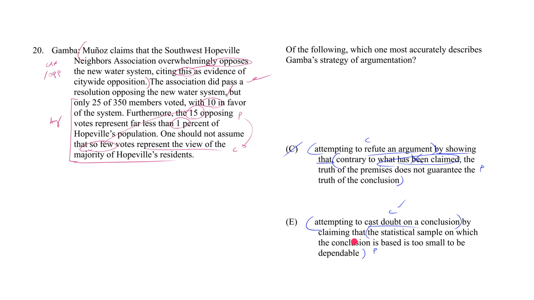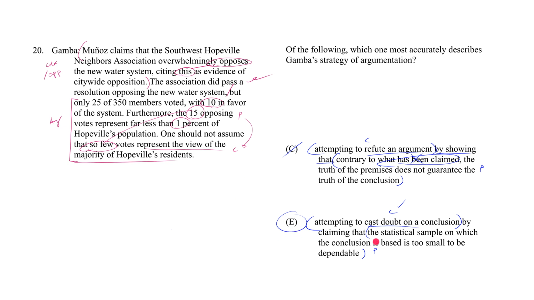Now, let's look at E. Right? Is the premise descriptor for E accurate? The statistical sample on which the conclusion is based is too small to be dependable. That's exactly right. The statistical sample is 15 people, which represents less than 1% of the population. See, that's just too small to be dependable. That's the accurate description of how the argument works.